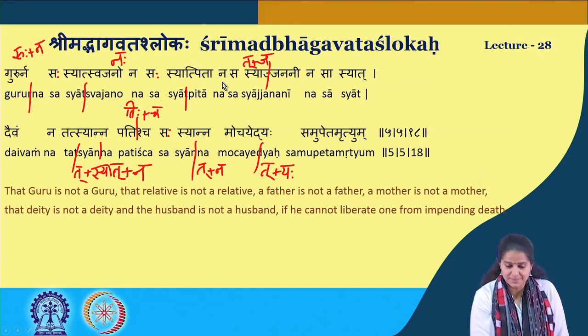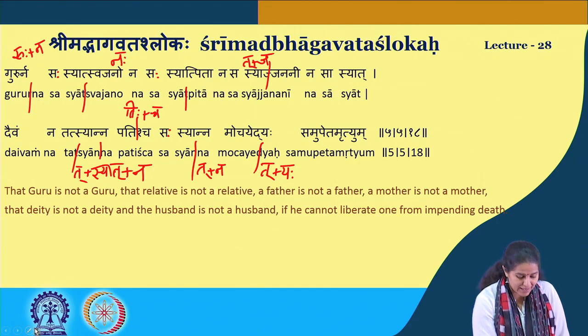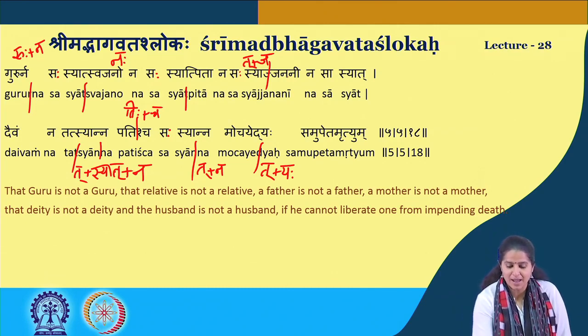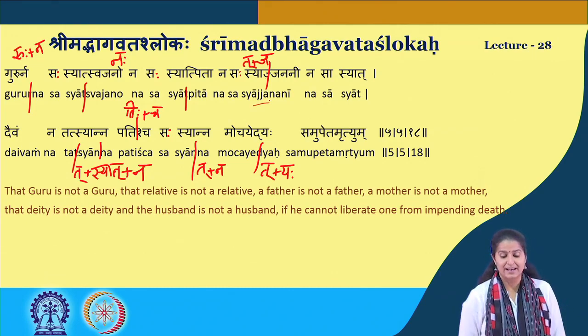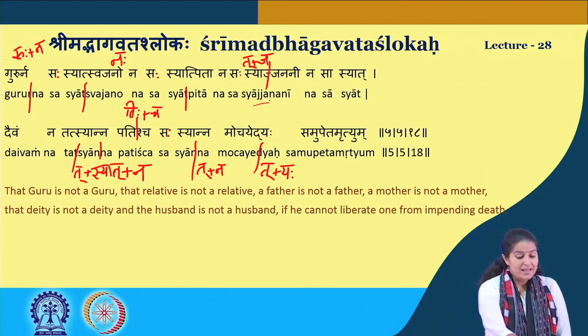Pita, again it keeps the same thing. Na sa syat, again, so what would happen there? What is missing that we could add? Uttamam, it's the visarga there. Sasyat janani. So sasyat janani, sasyaj janani. So that's why we have a doubling of the jakara there. And then nasa syat, because janani is a feminine. Nasa syat. Uttama. Moving on.